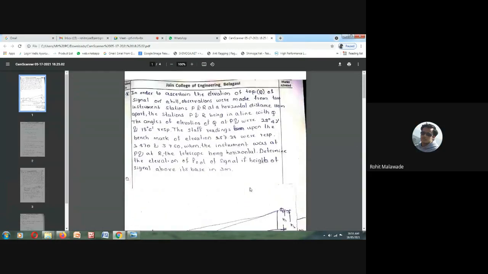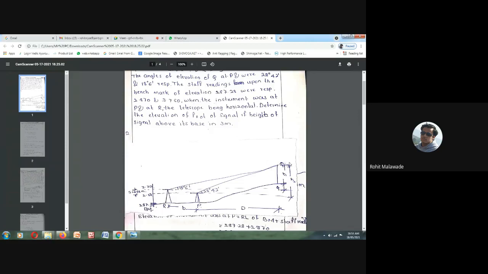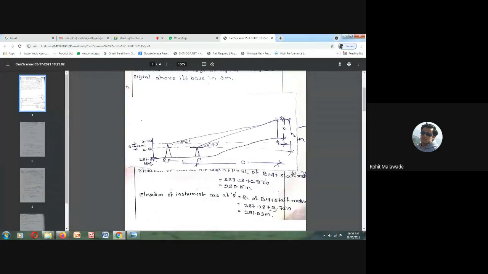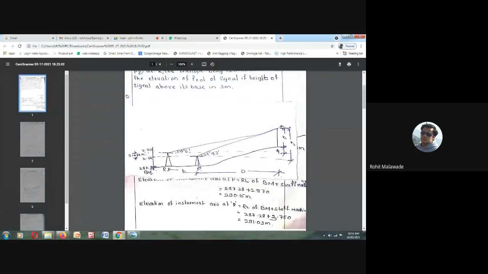So we'll solve one problem. In order to ascertain the elevation of the top Q of a hill, observations were made from the two instrument stations P and R.